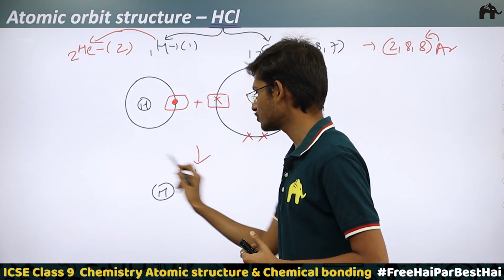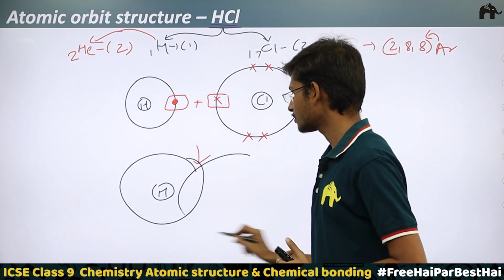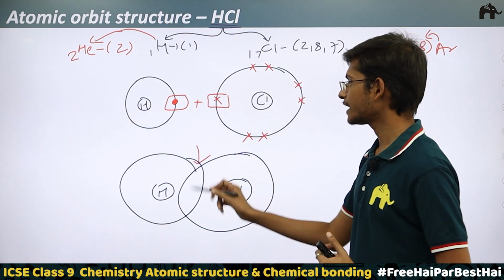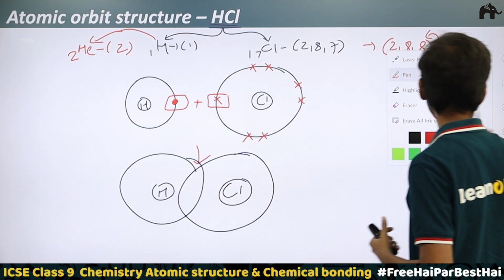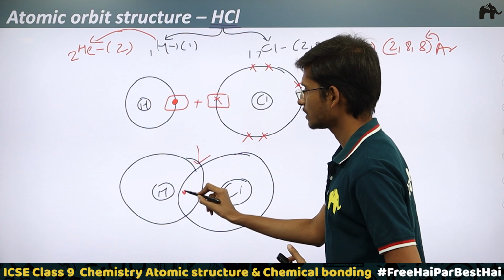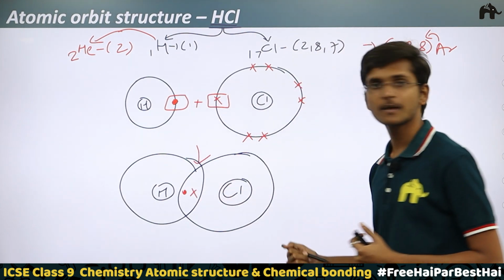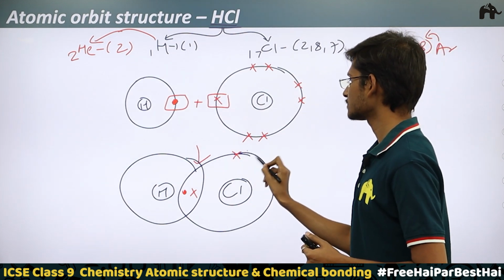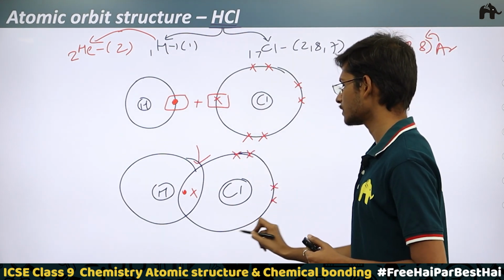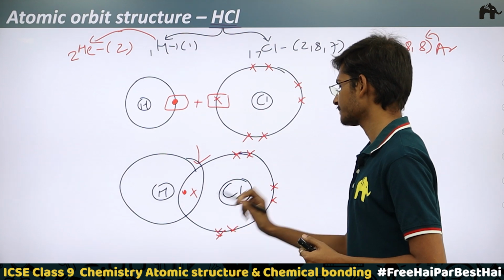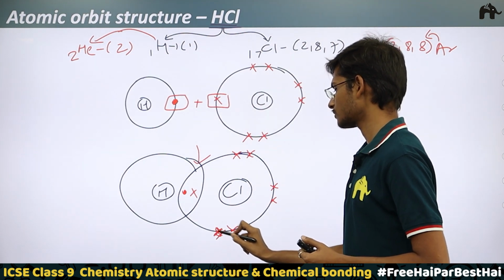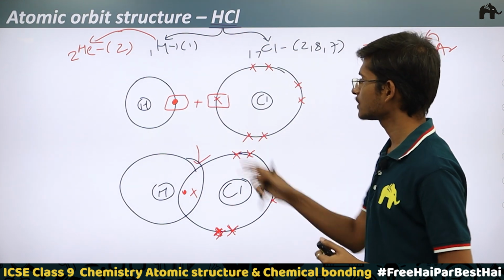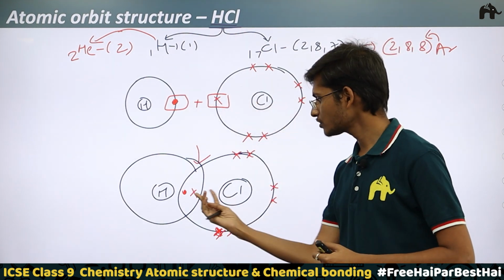So hydrogen's nucleus overlaps, and here is chlorine's nucleus, okay, hydrogen's electron with the dot, and chlorine's electron with the cross, okay, and then the remaining chlorine electrons 1, 2, 3, 4, 5, 6. Clear? So 6 electrons, shared pair of electrons, shared pair of electrons.